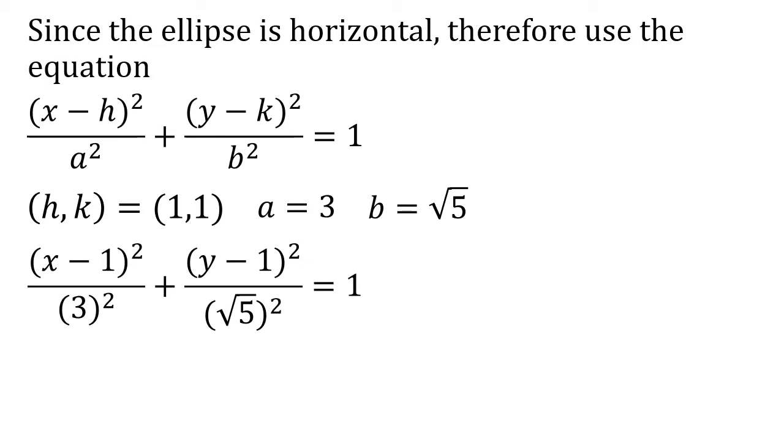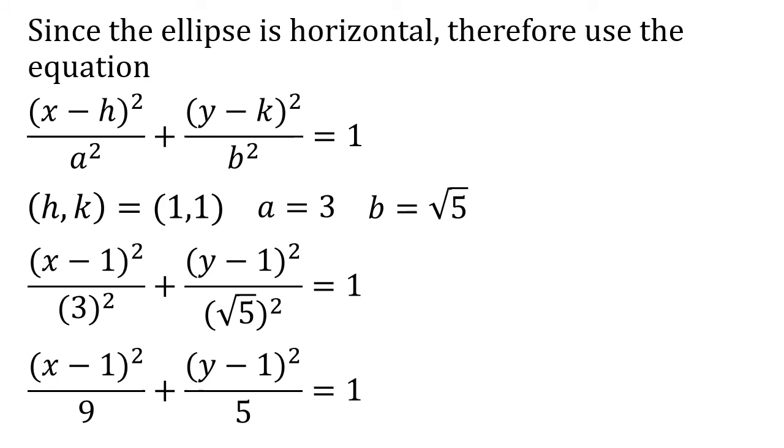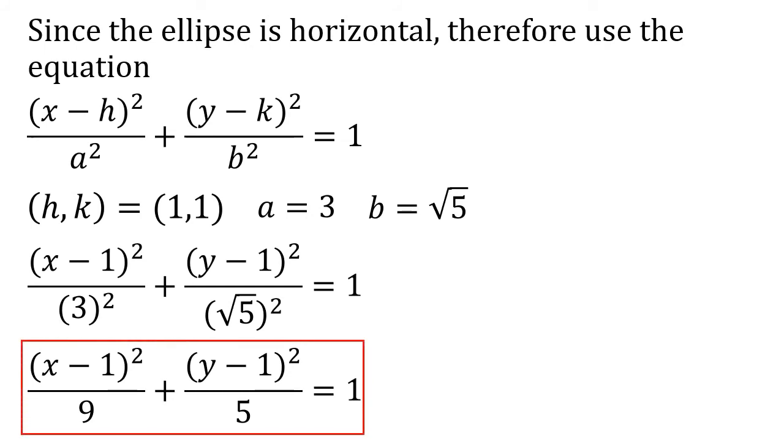So we're going to have (x minus 1) squared all over 3 squared plus (y minus 1) squared all over square root of 5 squared equals 1. So the denominators will be 9 and 5 because the square of 3 is 9, the square of square root of 5 is 5. So now we have (x minus 1) squared all over 9 plus (y minus 1) squared all over 5 equals 1, and that is the standard form of the equation of the ellipse.